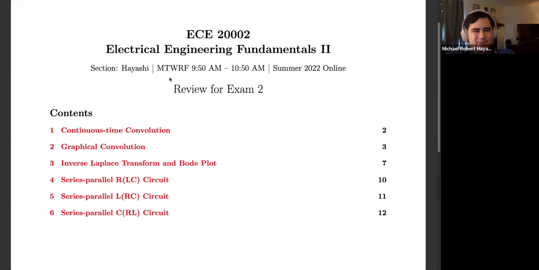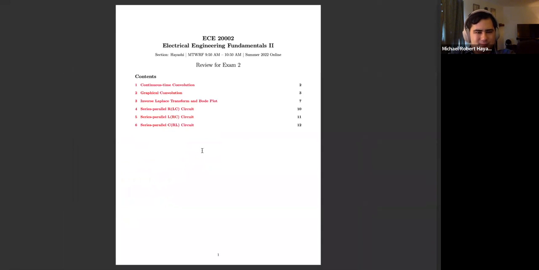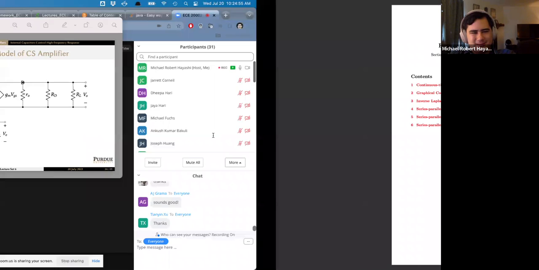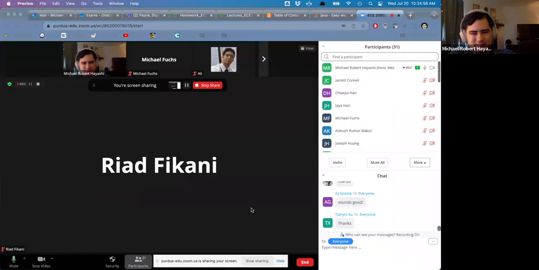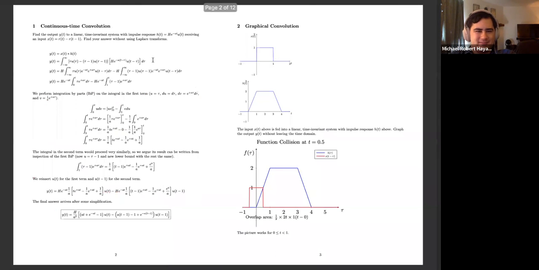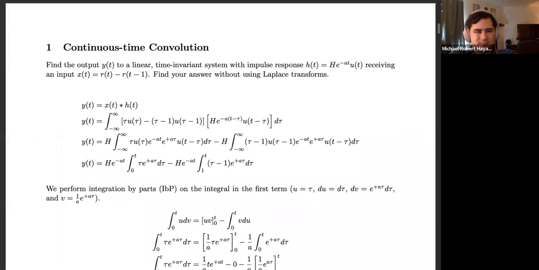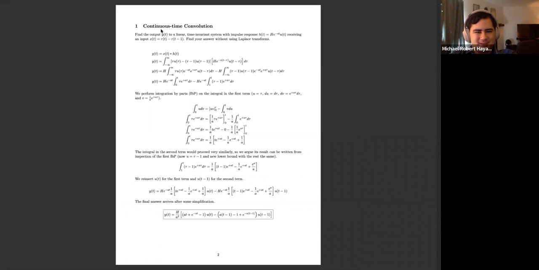So, okay, here's what we're going to do for review of exam 2. I have continuous time convolution done, graphical convolution, and most of the inverse Laplace transform done. And I don't have any of these circuits done. So the circuits where it'd be like, okay, solve with impedances and admittances, this circuit, even with initial conditions, blah, blah, blah. So I don't have that done. But I do have the convolution problem, so we can at least go through them. So let's, is this best? This is best.